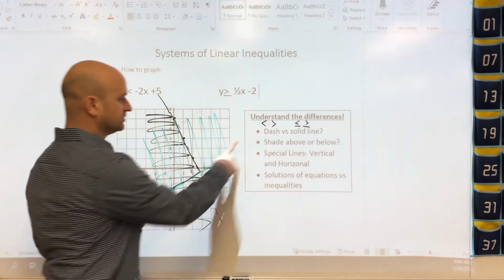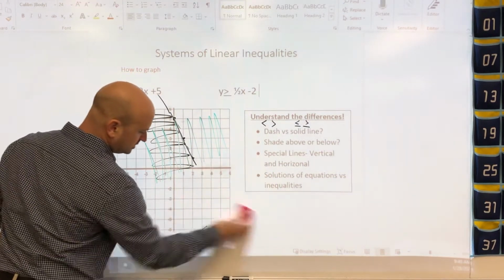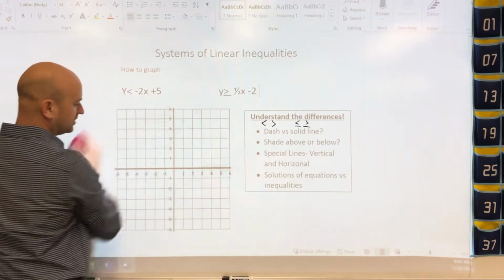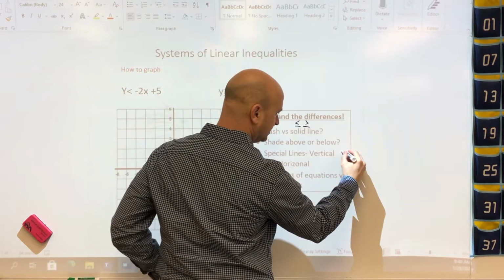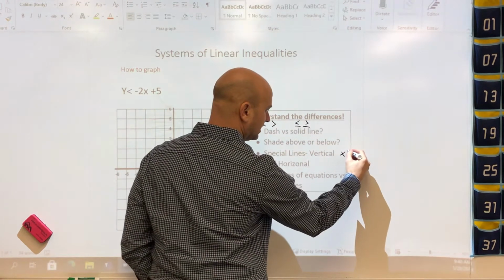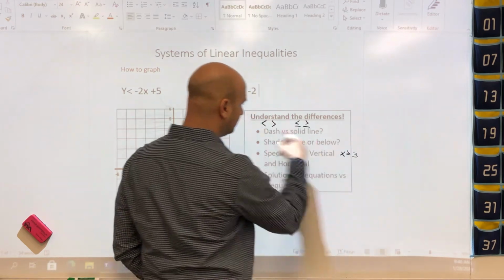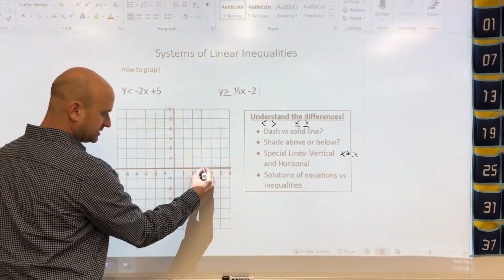All right? So we talked about dashed, we talked about shaded. Now let's talk about special lines, and there are two of them. We have horizontal lines and we have vertical lines. A vertical line would be an equation like x equals 3. But in this case, we're not going to use equals, we'll use our inequality symbols. And again, there are 4 possibilities.